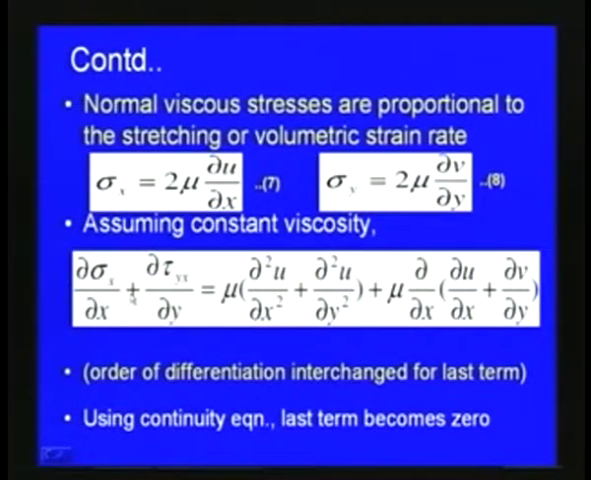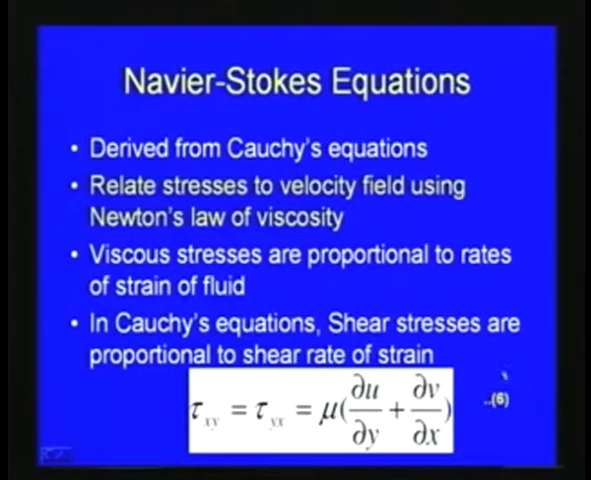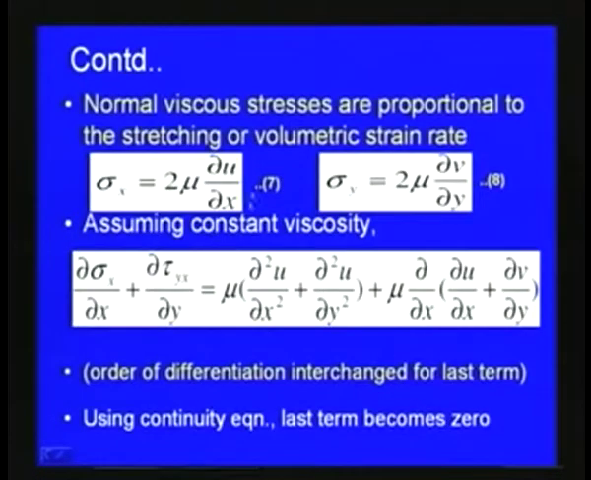So, for this case, this term ∂σx/∂x + ∂τyx/∂y, by using equations 6, 7 and 8, we can write as equal to μ(∂²u/∂x² + ∂²u/∂y²) + μ ∂/∂x(∂u/∂x + ∂v/∂y). So, by using equations 6, 7, 8, these terms ∂σx/∂x + ∂τyx/∂y can be written in this form.